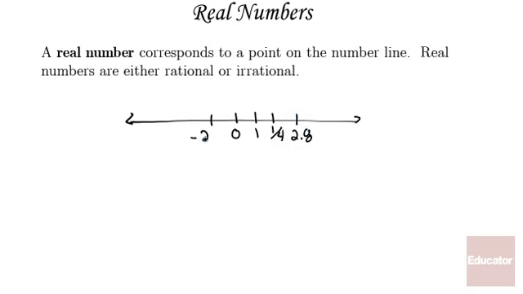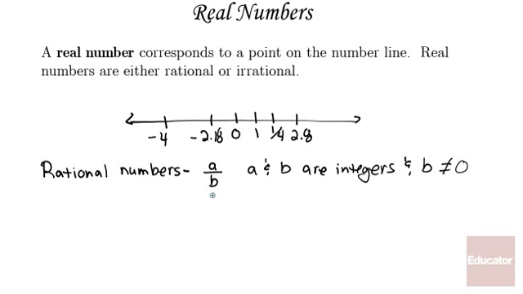Rational numbers can be expressed as a fraction. A rational number can be expressed as a fraction. So rational numbers are expressed in the form a over b, where a and b are integers, and b does not equal 0, because as you'll recall, we cannot have 0 in the denominator, because that would result in an undefined expression.